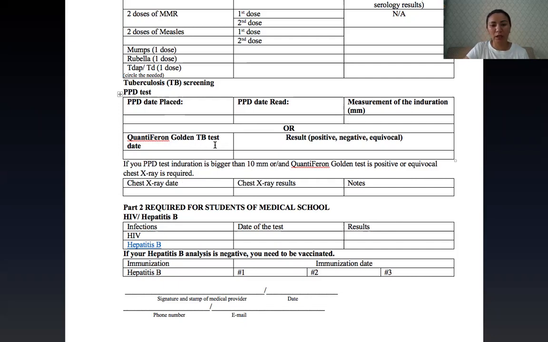For instance, let's say it was 11 millimeters, and you need to undergo the QuantiFERON Gold test. Please indicate your date right here and the result here.